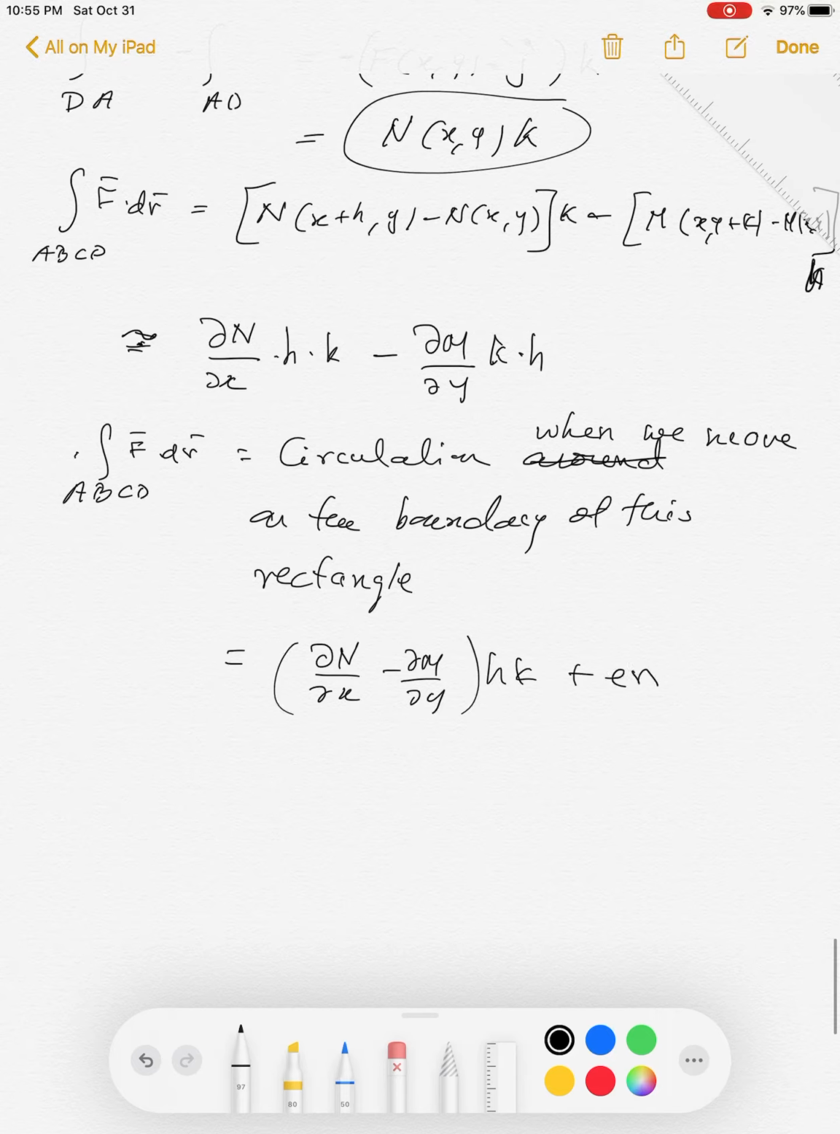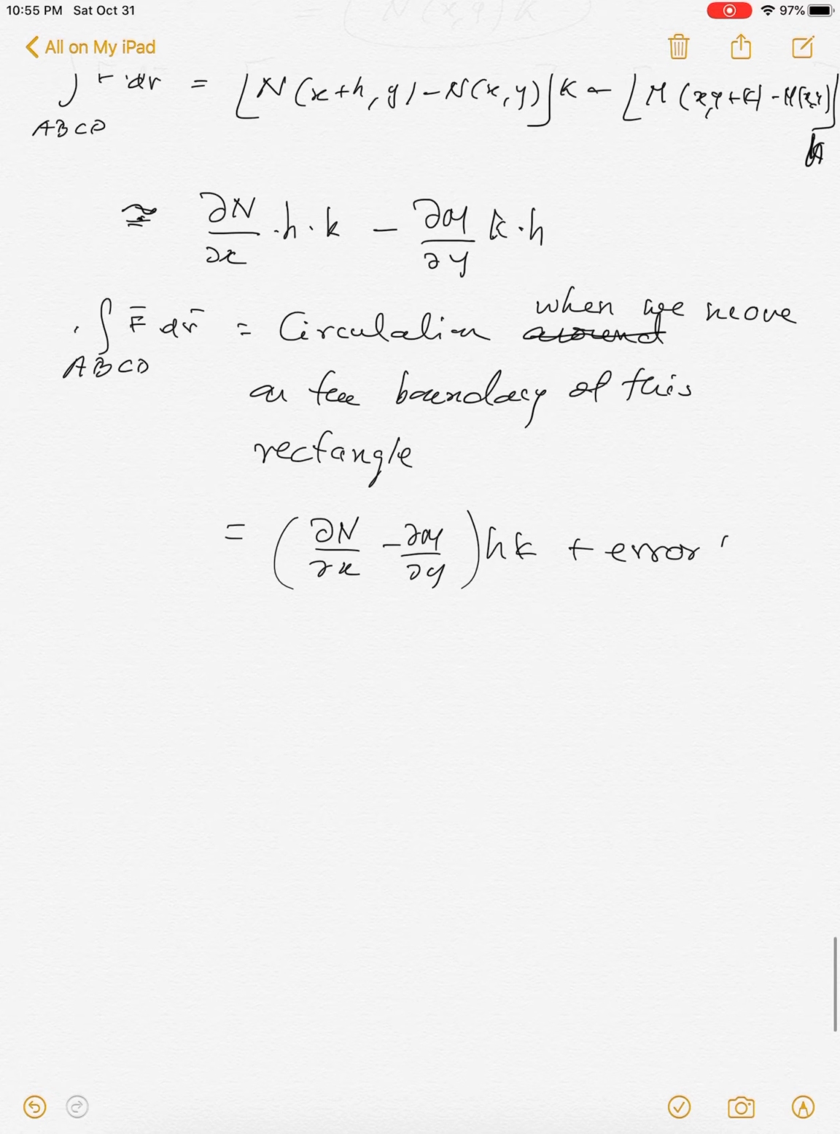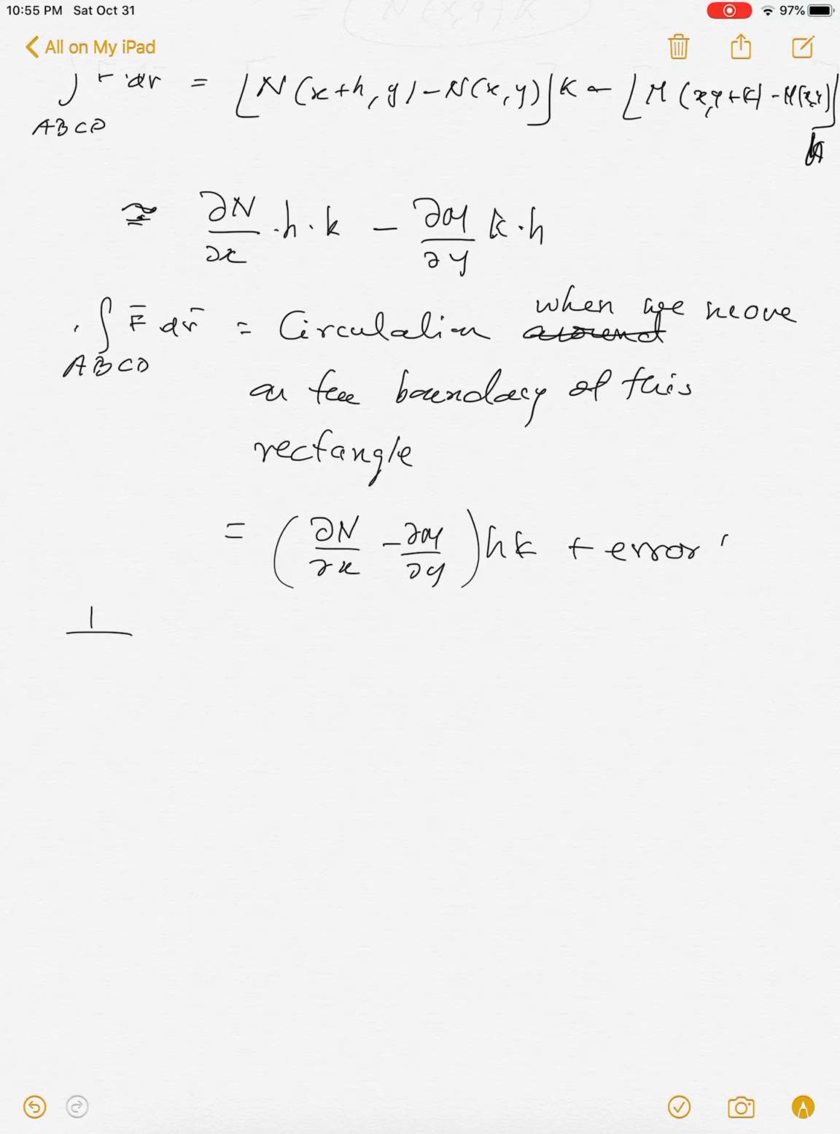This is going to be dN/dx minus dM/dy times hk plus some error terms. The error term comes from the fact that in the mean value theorem you have the higher order terms. So the higher order terms will not matter when you take the limit as h and k tend to 0.